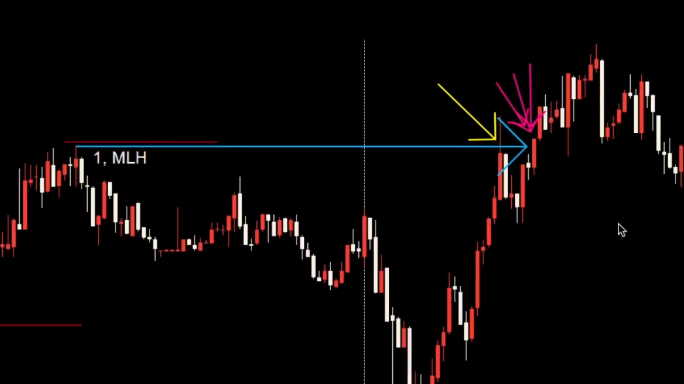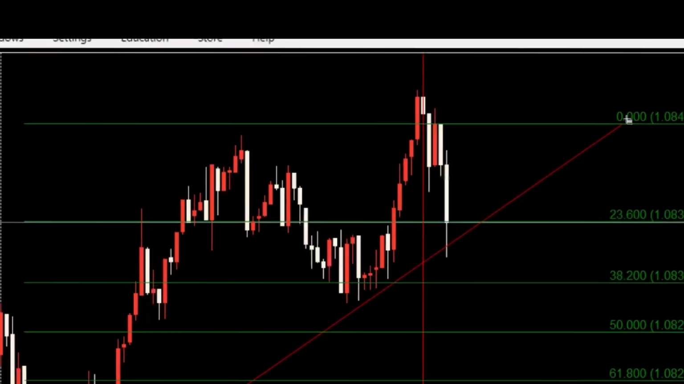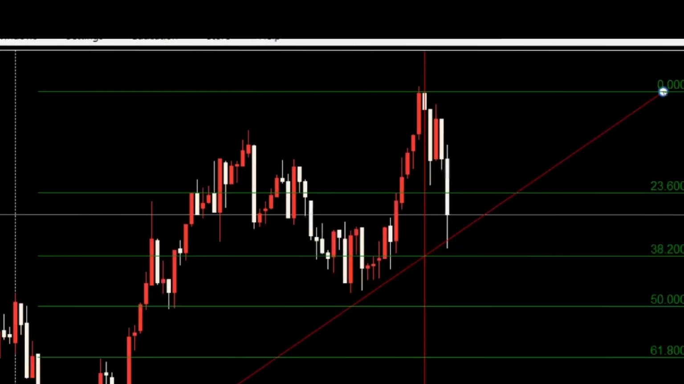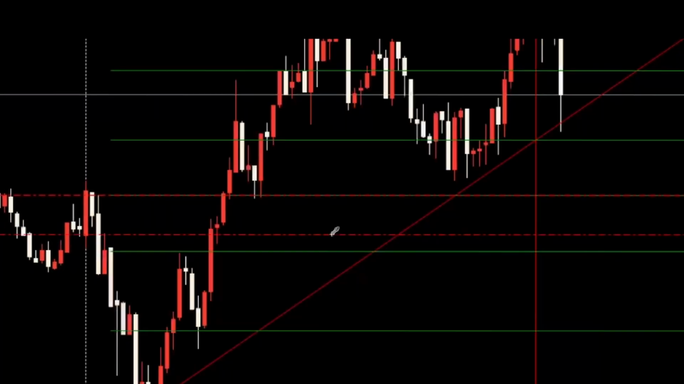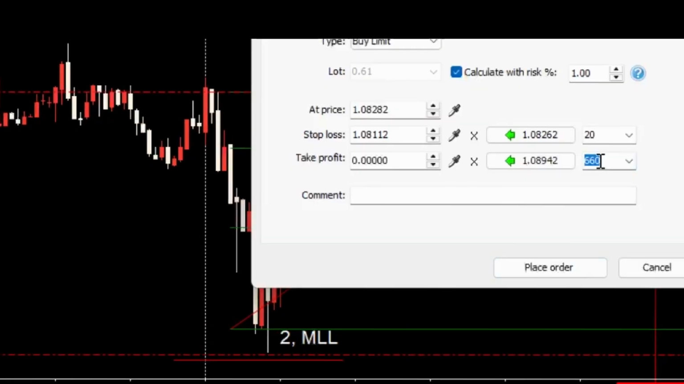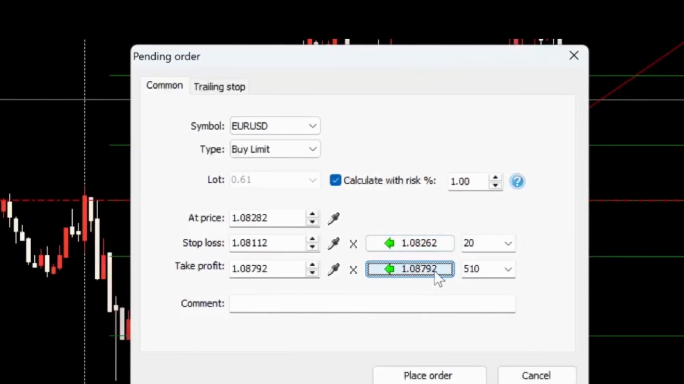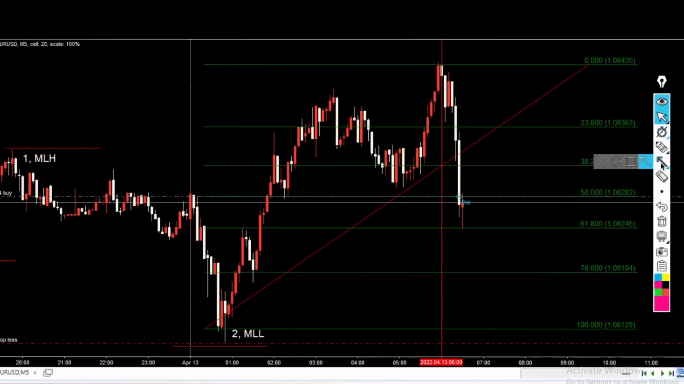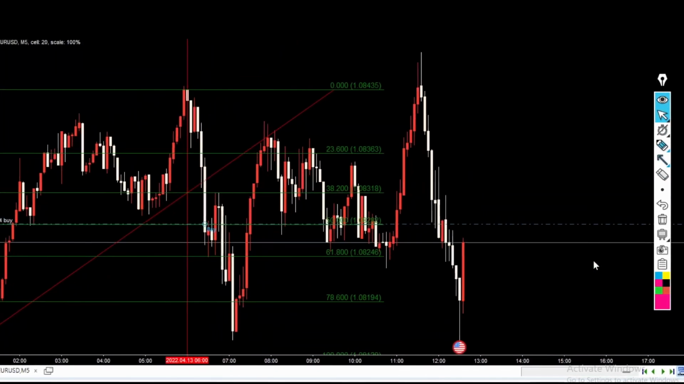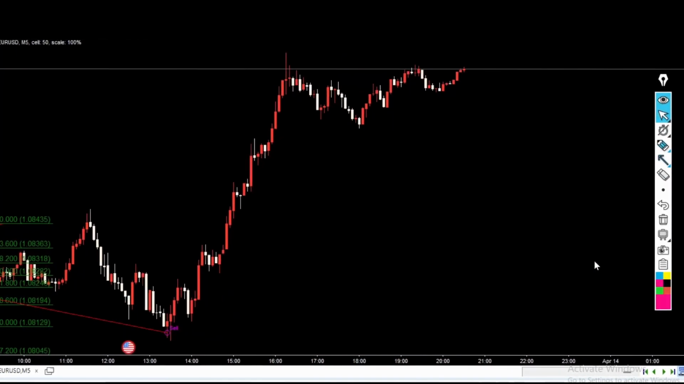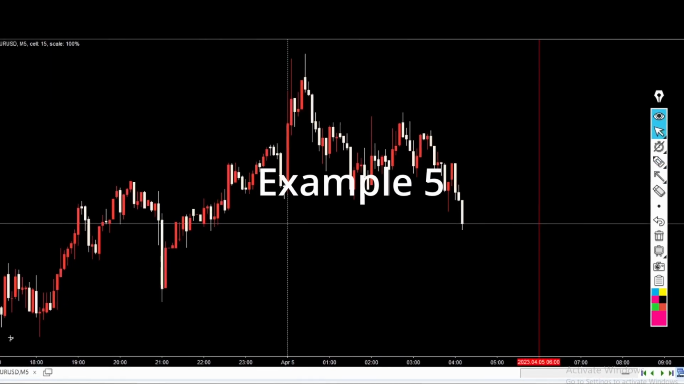Step 3. Draw the fib level from the lowest to the highest point once price starts retracing. Step 4. Place a pending order at the 50% level, stop loss at the swing low, and target 3 times the size of the stop. Step 5. Get away from the charts and let the market do its thing. Another cost of business day. Time to move on. Example 5.